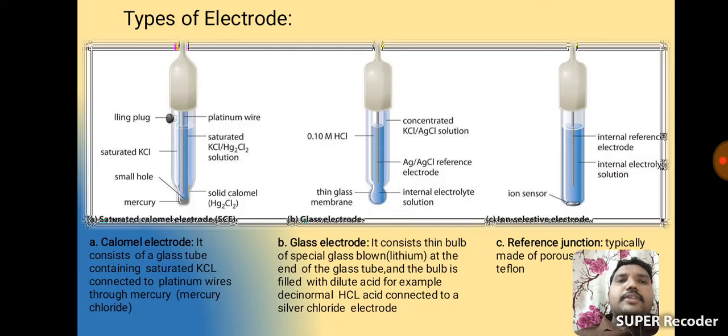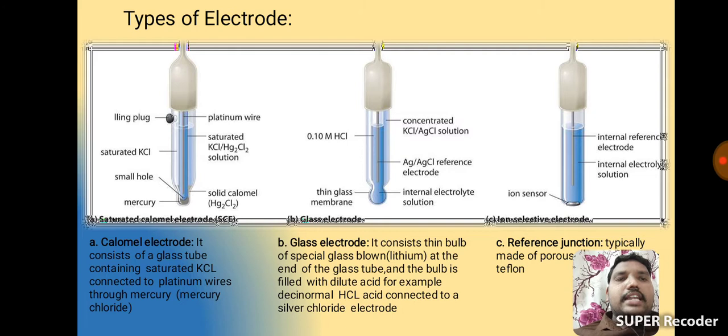See the types of electrode. The first one is the saturated calomel electrode. We already know this from previous videos. Next one, glass electrode. This is the reference electrode: calomel electrode, glass electrode, reference junction, reference electrode. The calomel electrode consists of a glass tube containing saturated KCl connecting to platinum wire through mercury chloride. This is the calomel electrode.